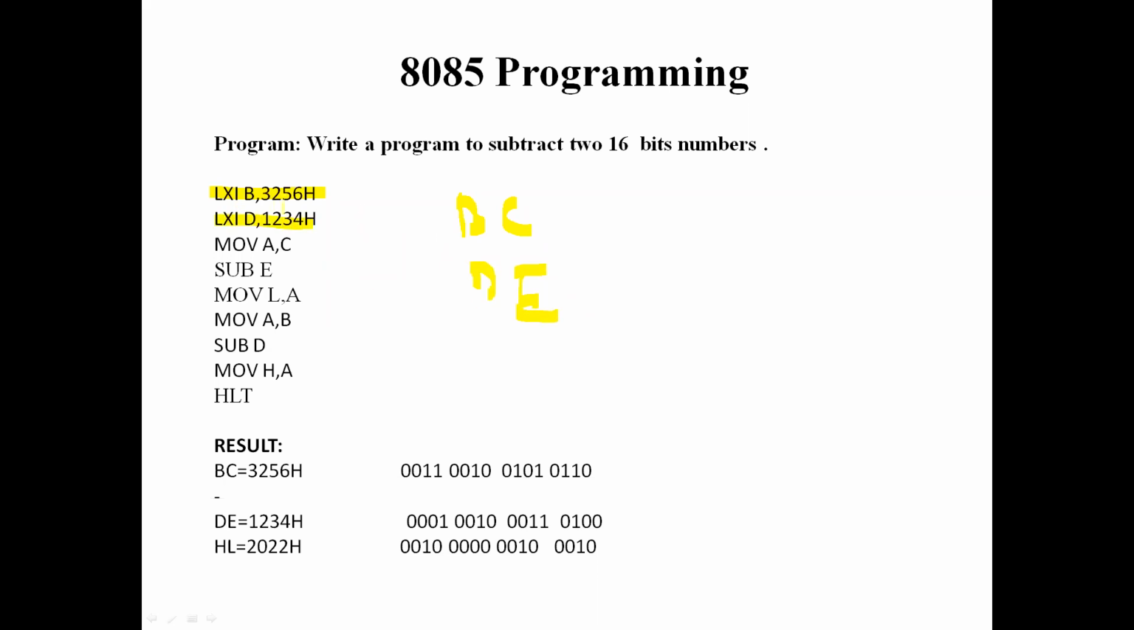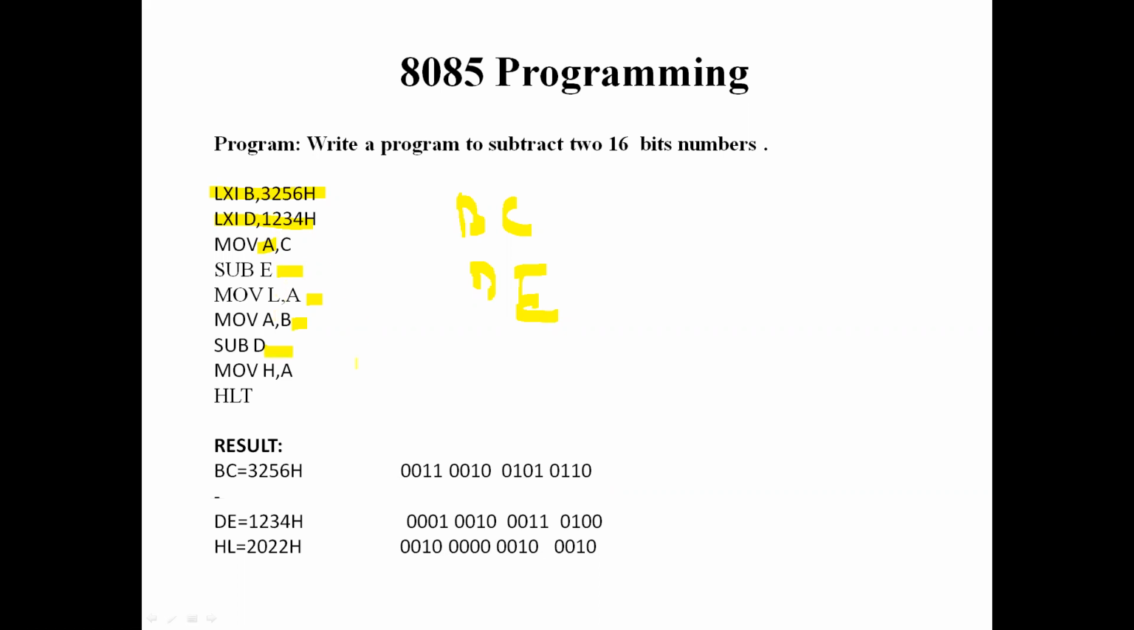Then the lower byte, 34, is transferred to the accumulator. Then you have to subtract E. After that, transfer A into L. Then transfer the higher byte, B, into the accumulator. Then subtract D, which is 12.